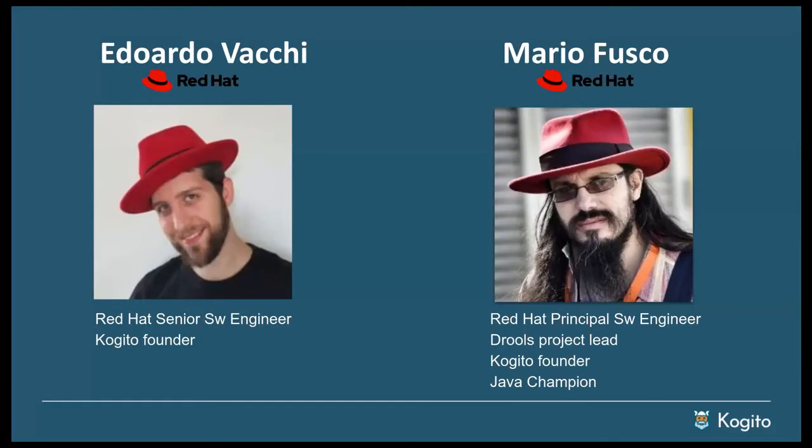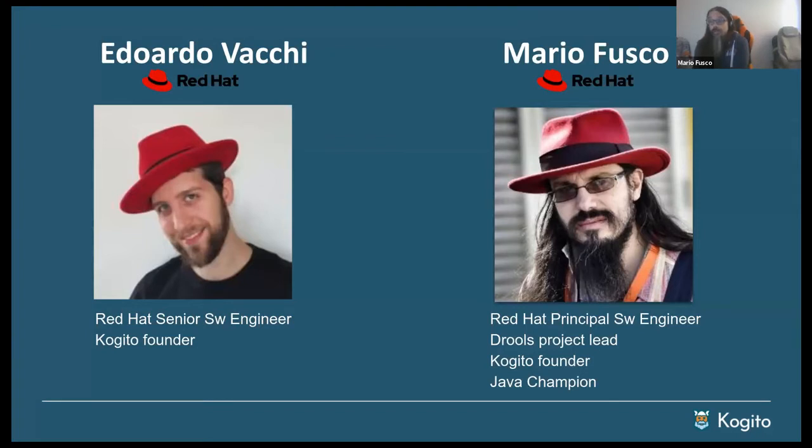All right, so my name is Edoardo Vacchi. I'm a Red Hat senior software engineer. I work on Kogito, and there's with me Mario. Hi, my name is Mario Fusco. I also work for Red Hat. I'm one of the co-founders, together with Edoardo and other engineers, of the Kogito project.